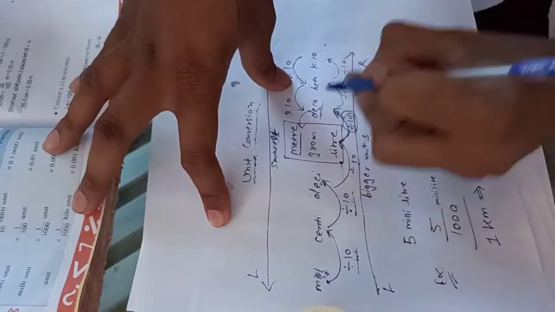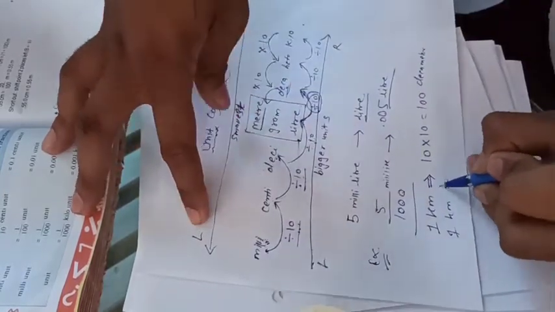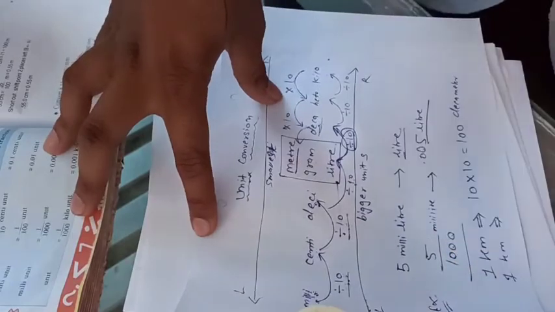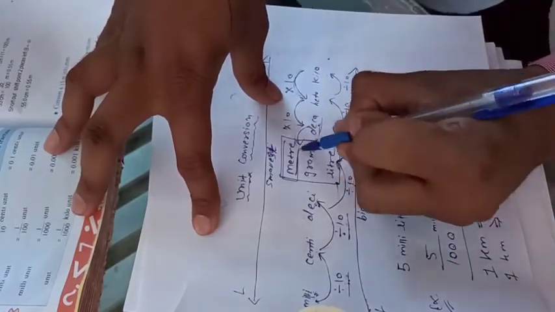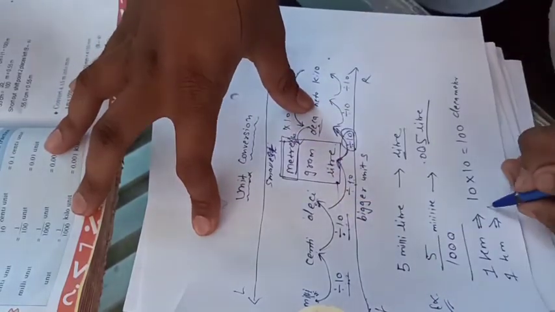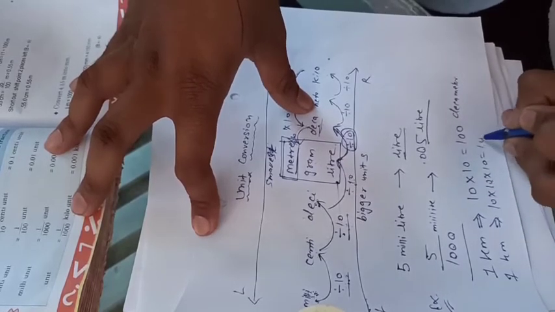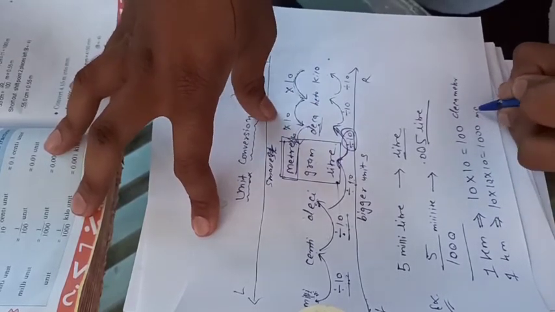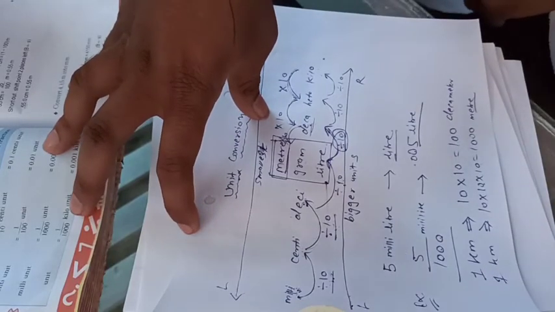Now 1 kilometer is equal to how many meters? How many steps do we have to go to reach meter? 1, 2 and 3. So we will multiply 10 three times, 10 into 10 into 10, that is 1000 meters. 1 kilometer is equal to 1000 meters.